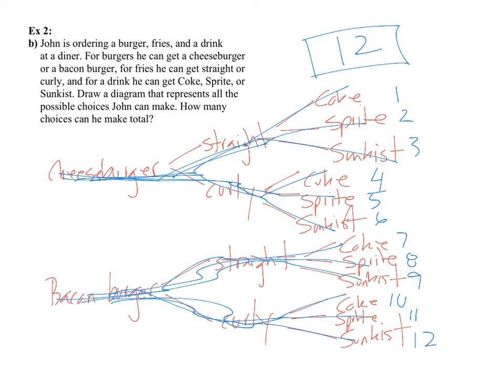Another thing you could do is just multiply the amount of choices they give you for each category. How many burgers are there to choose from? 2. How many types of fries are there to choose from? 2. And then how many types of drinks are there to choose from? 3. 2 times 2 times 3 equals 12. Alright, so there's a bunch of different ways to solve these problems.